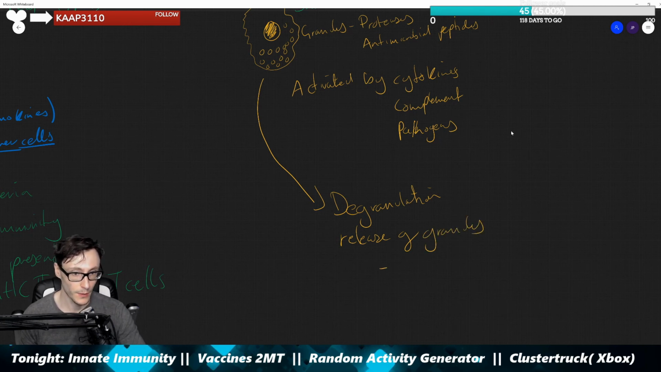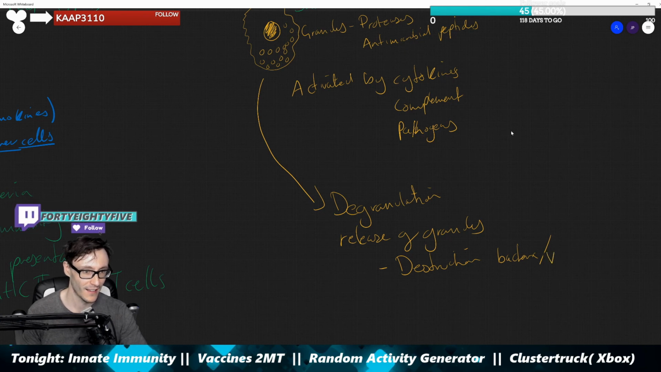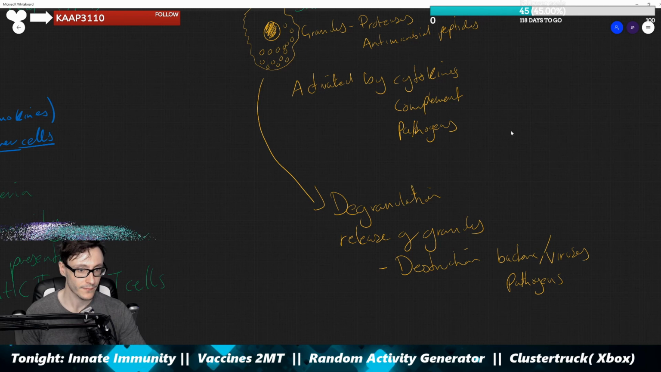This can cause destruction of bacteria, viruses. Oh, I'm going to rewrite that. That looks like ulcer. Viruses, pathogens, just general pathogens. And importantly, it can also destroy tissue, human tissue. It's very nondescript.